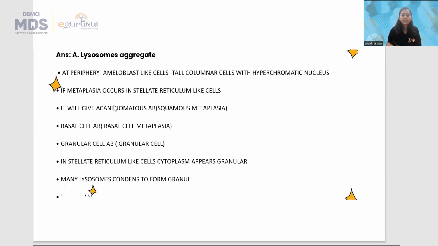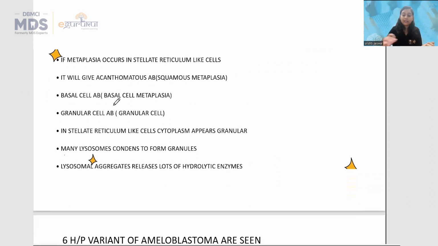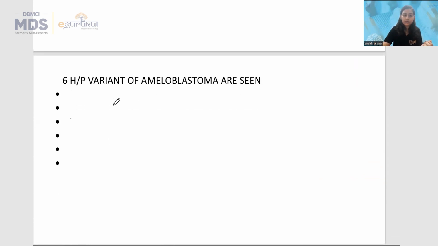Now, what are these granules? How are these granules forming? Because of the lysosomes. These lysosomes condense to form granules, and these lysosomal aggregates release a lot of hydrolytic enzymes. Because they release a lot of hydrolytic enzymes, it is very destructive in nature. That is why granular cell ameloblastoma is called the most aggressive form of ameloblastoma.